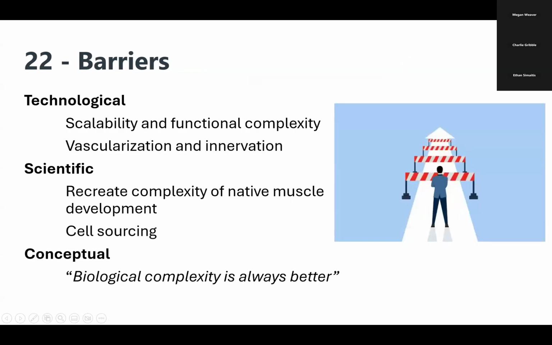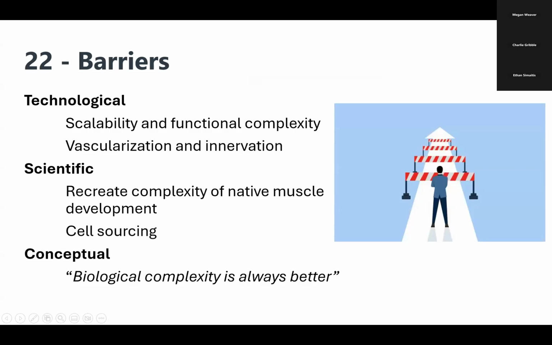With this idea of progress and hype, we still want to look at the barriers that are facing or stopping the field from progressing in general, or at least slowing it down. And I broke it down into a few different ones. First being technological barriers, and the first barrier within that is scalability. We can now create small engineered muscle tissues that look promising in vitro, but scaling those constructs up to clinically relevant sizes is just extremely difficult.